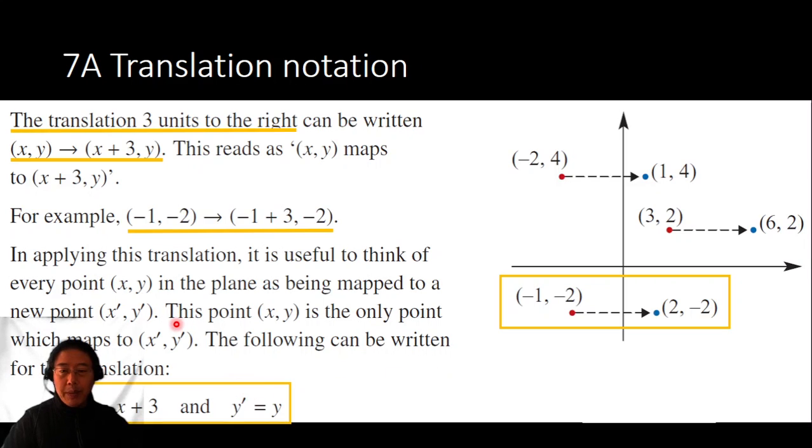As you do the mapping, the convention is for the image point you will use the coordinates x dash, y dash. As they are transformed, you can write the relation x dash equals x plus 3 for the translation to the right, but also we need to write the mapping when there's no transformation. So the y dash matches the original y.